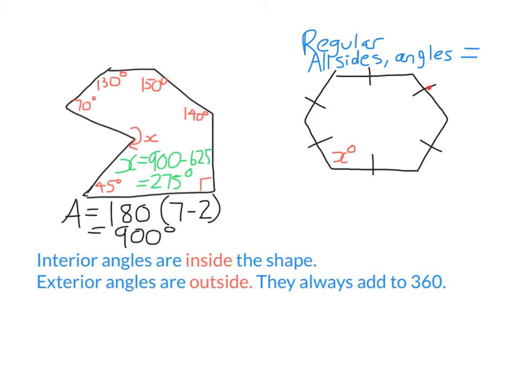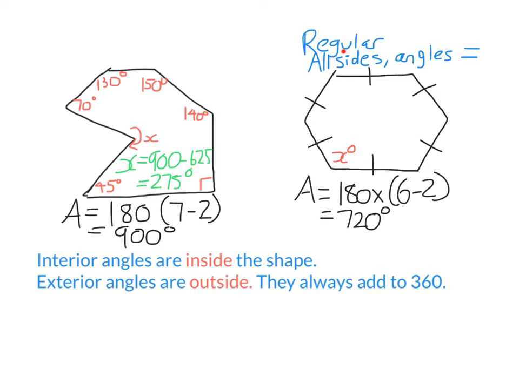So this shape here has 6 sides. It's a regular hexagon. So the sum of its angles will be 180 times n, number of sides, minus 2. Putting that on my calculator, I get 720. So the angles in any hexagon add up to 720.